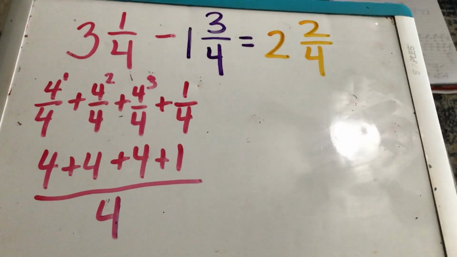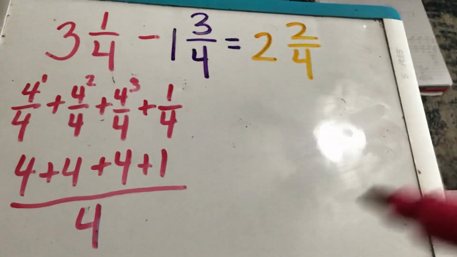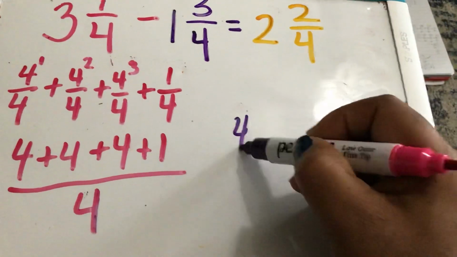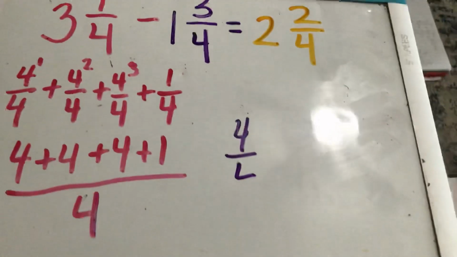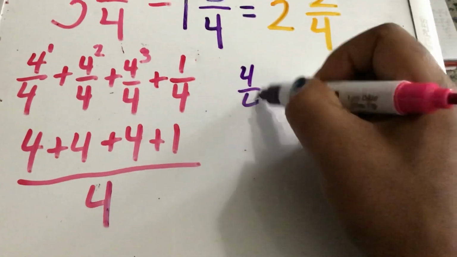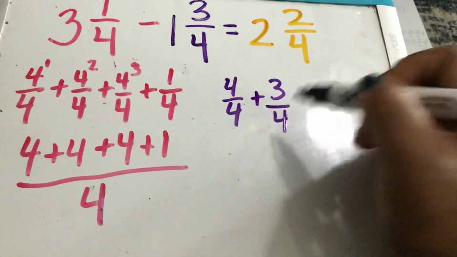Okay? So let's go to the second fraction where we have 1 and 3/4. So we only have to do 1 whole over here. So we'll do 4 out of 4. I'm going to line it up correctly. We'll put it up here, 4 out of 4. And then we still have to represent those 3/4, okay?